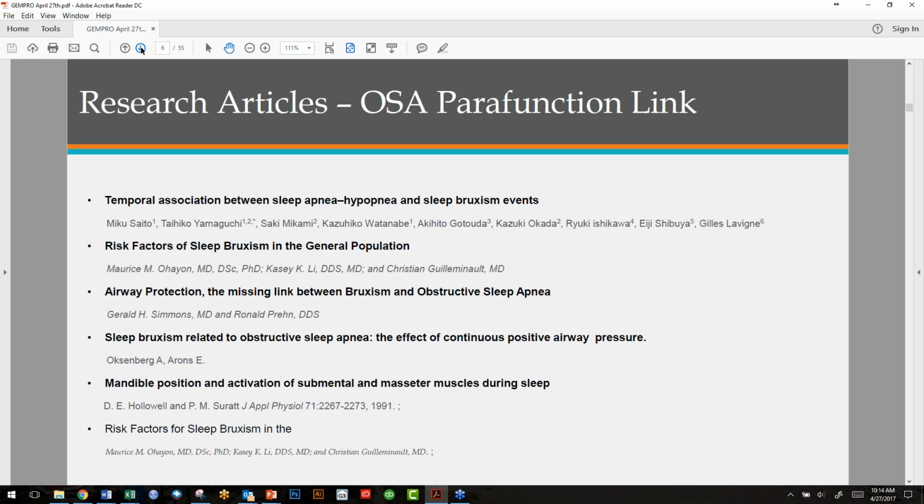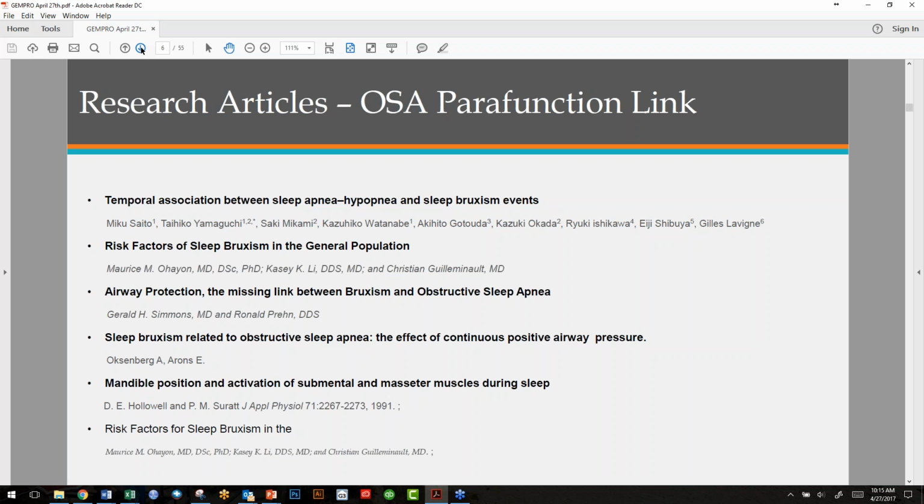This is a good study because it was done by very famous pulmonologists. Christian Guilleminault invented some of these airway issues that we talk about. Airway protection, the missing link between bruxism and sleep apnea. I know Gerald Simmons very well. I trained under him for a couple of years. Sleep bruxism related to obstructive sleep apnea.